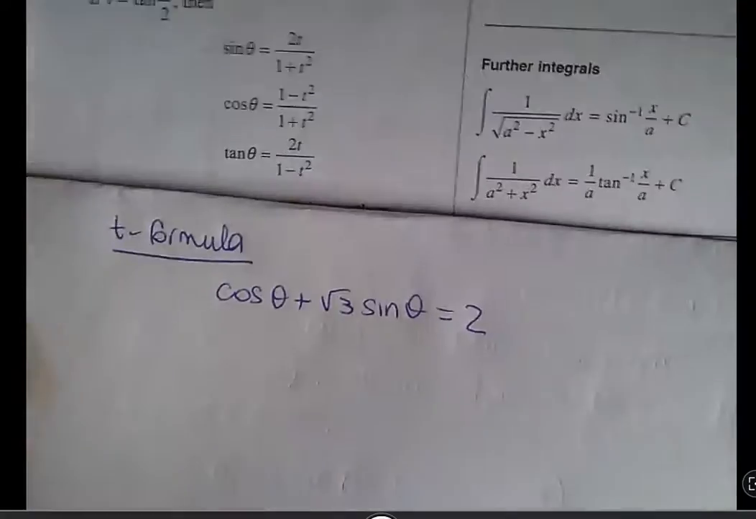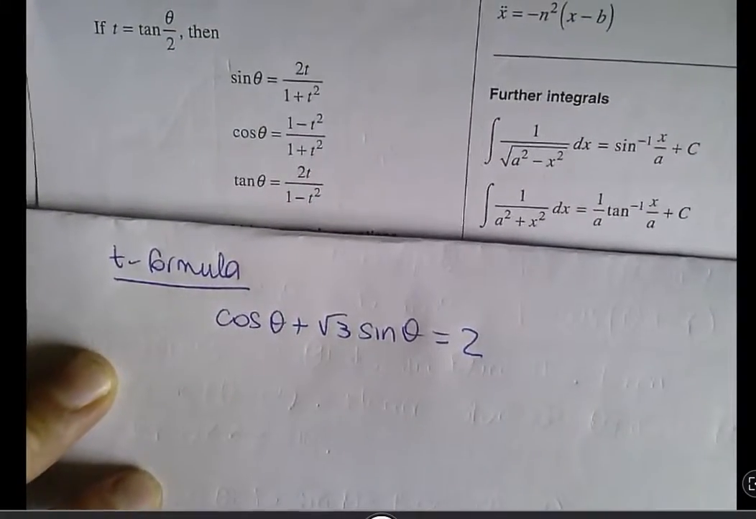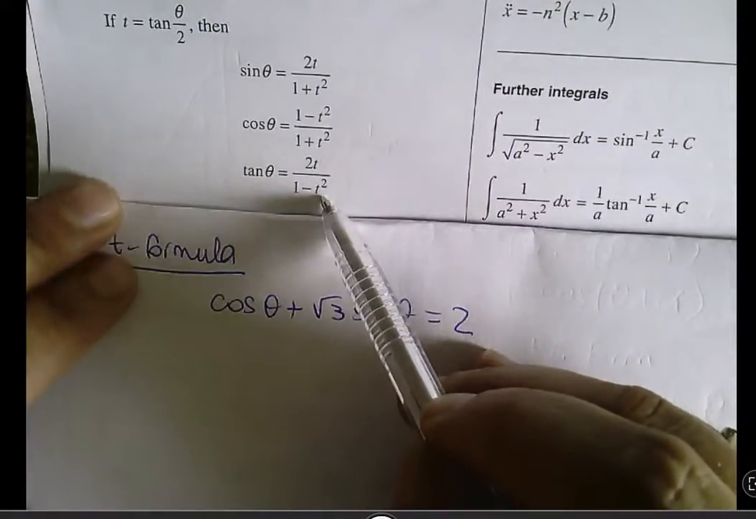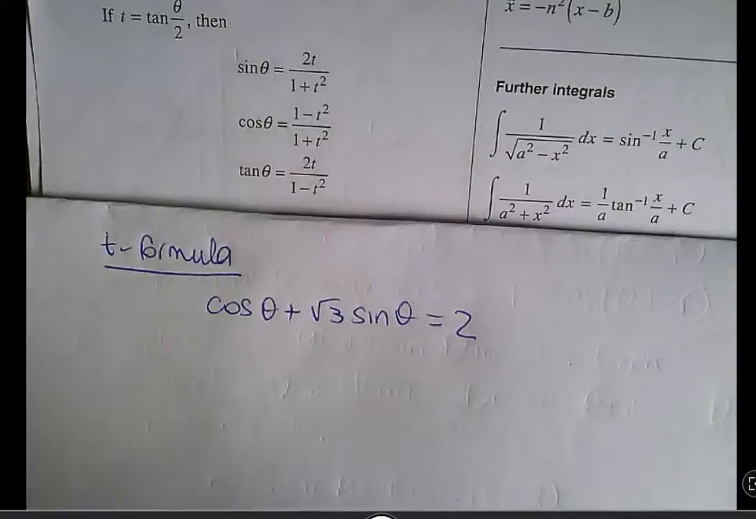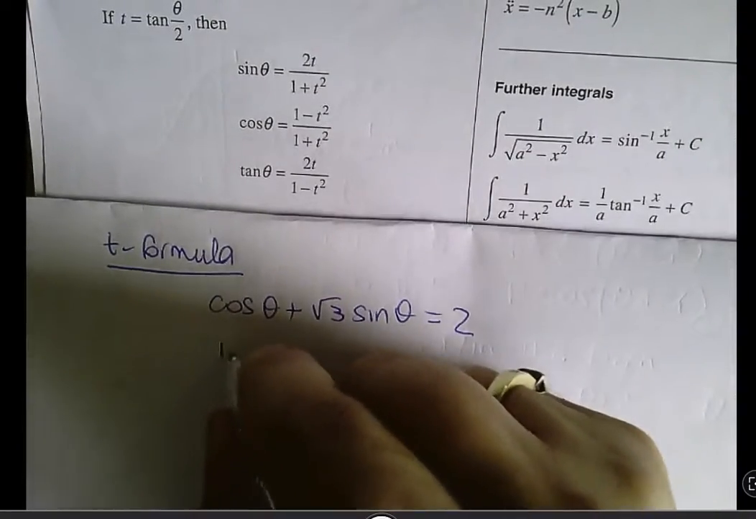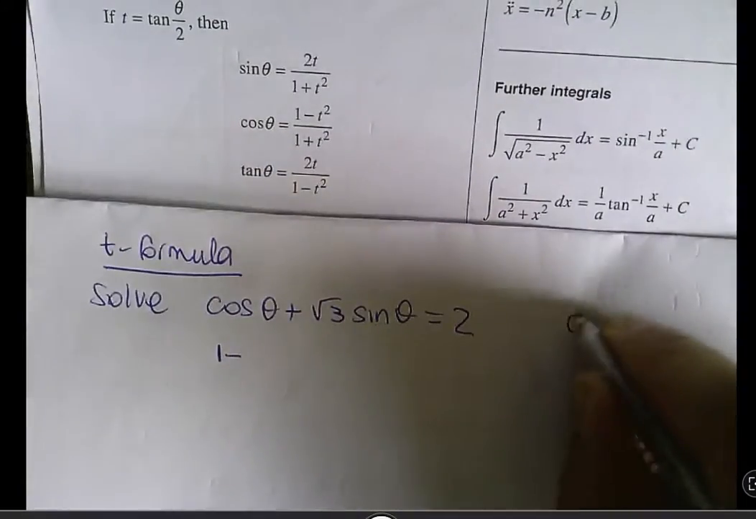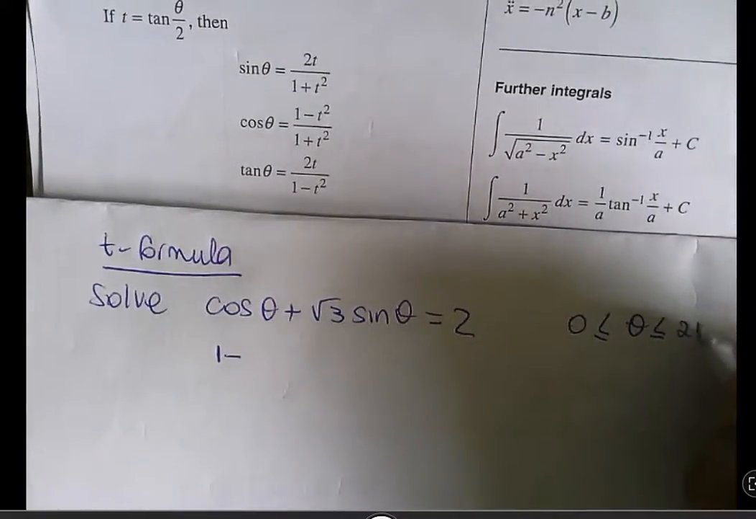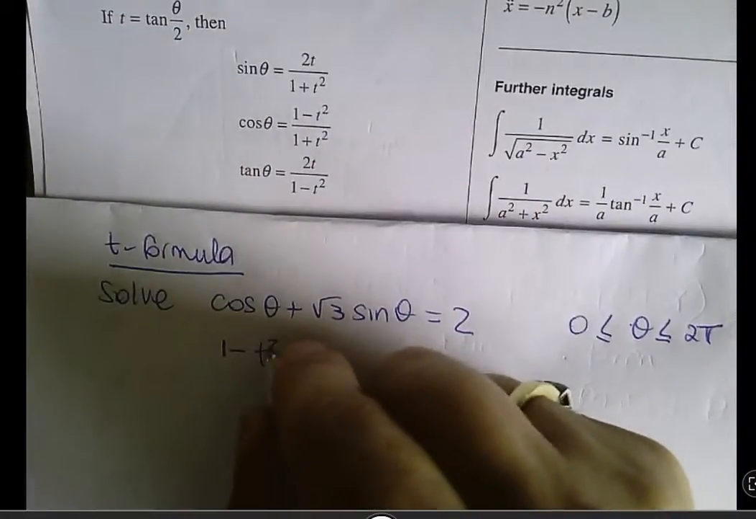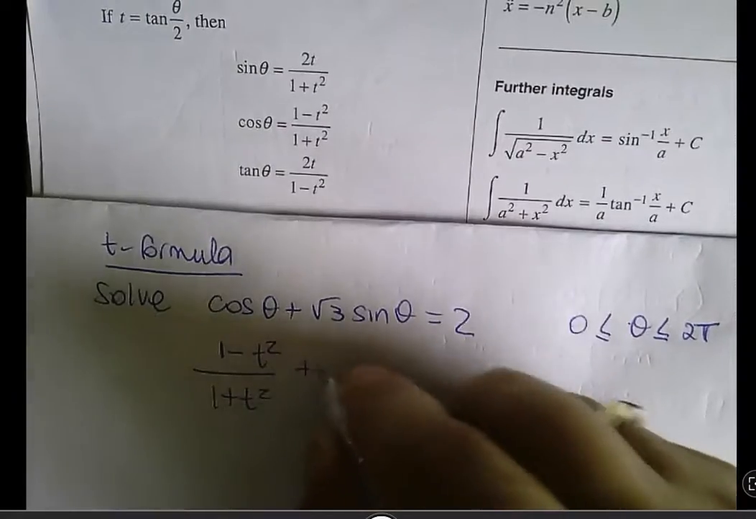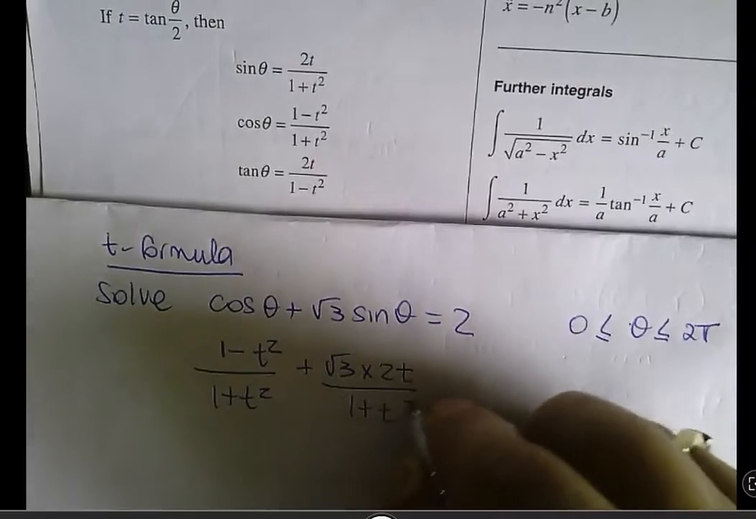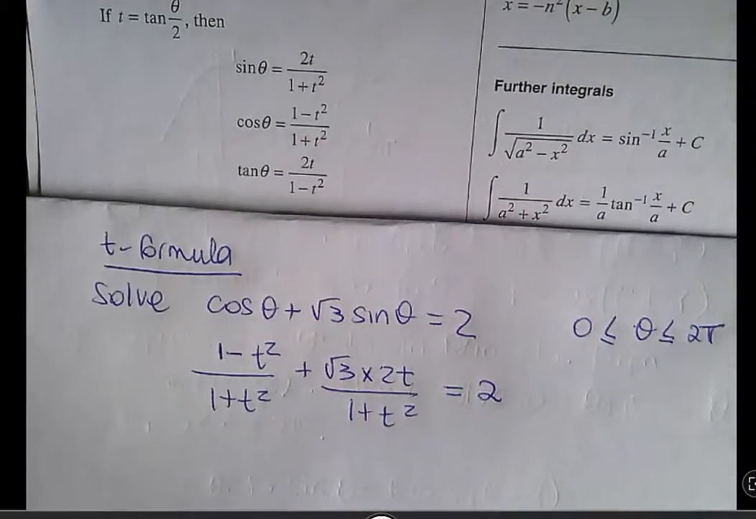But be careful, because with the t formula, t is tan theta on 2. So these little t's are tan theta on 2. So what do we do? We replace cos theta with 1 minus t squared over 1 plus t squared. We're solving this from 0 to 2 pi. So let's go: 1 minus t squared over 1 plus t squared plus root 3 times 2t over 1 plus t squared equals 2. All good?